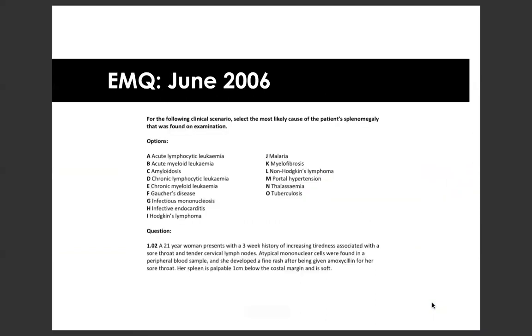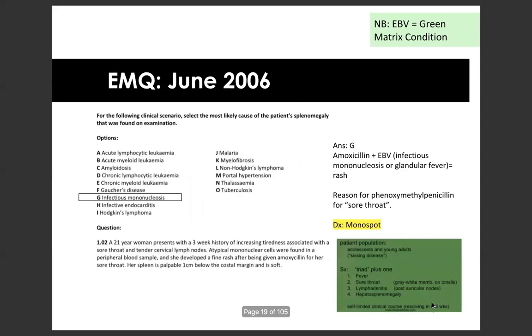So I guess moving on to an exam question. A 21-year-old woman presents with a 3-week history of tiredness associated with sore throat and tender cervical lymph nodes. Atypical mononuclear cells were found in the peripheral blood sample, and she developed a fine rash after being given amoxicillin for a sore throat. Her spleen is palpable at the costal margin, and it's soft. What is this? So, yep, it's G. It's infectious mononucleosis.